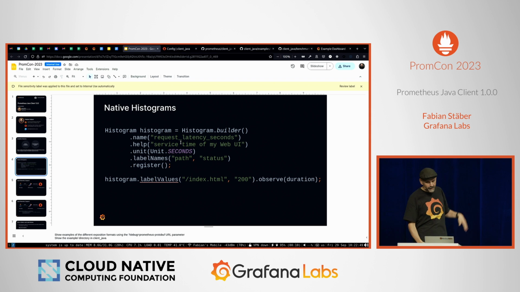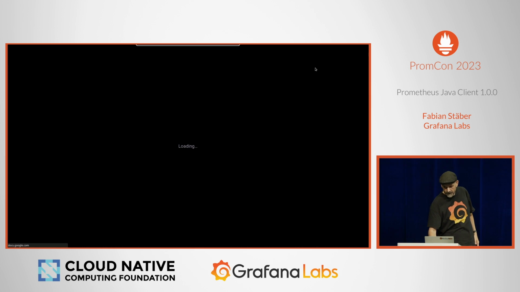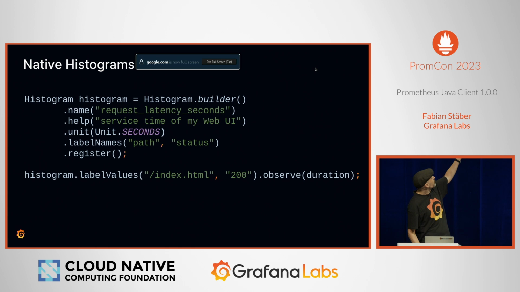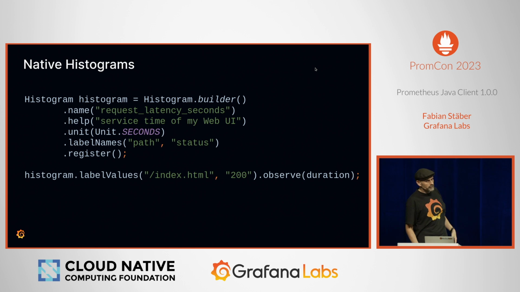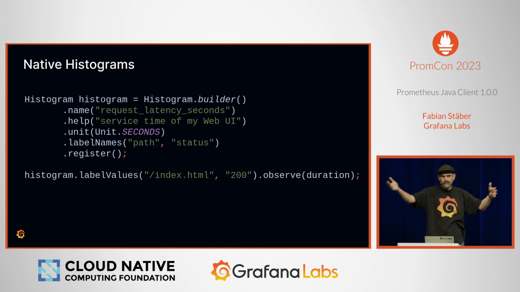There's one thing I want to mention. So this one doesn't configure anything, it's really just the defaults, but of course you have the API here to fine-tune what type of histogram you want. You can say, I want a classic histogram only, with these custom histogram buckets and so forth.